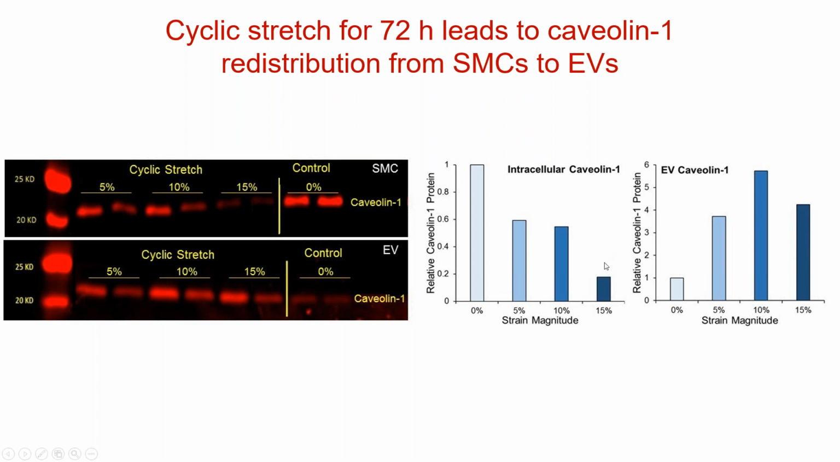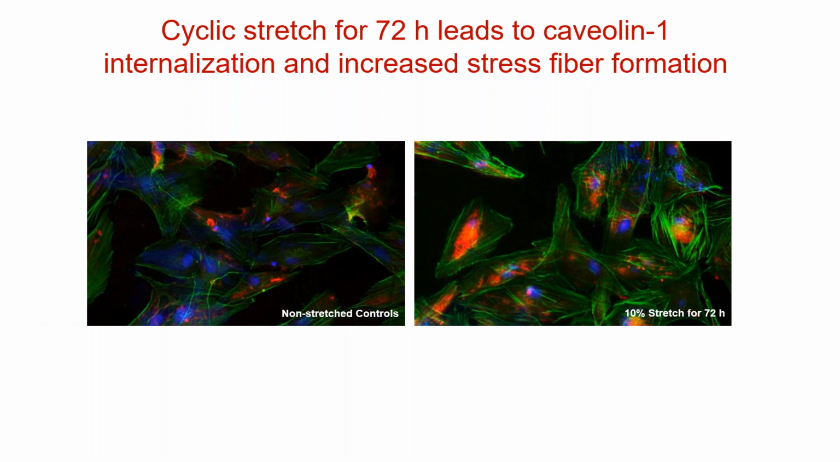And what we see is that as we increase the stretch and the strain magnitude, we see a decrease in the caveolin 1 inside the cells. And we see an increase in what's loaded into extracellular vesicles. And again, this is something we've actually repeated several times now. This is a very consistent finding. And so it's showing that the mechanical stimulation is leading to alterations in caveolin 1 trafficking.